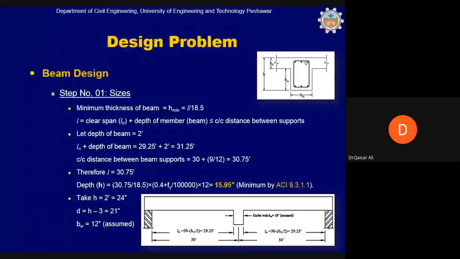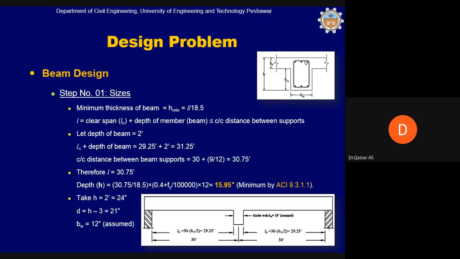The same formula will be used as for the slab. Minimum thickness of the beam is L by 18.5. Ln plus depth of the beam is 31.25, center to center is 30.75. Okay, and after using the ACI equation L by 18.5, we get a value of 15.95, which means that the depth of the beam shall not be less than this. This is the minimum requirement of the ACI code.